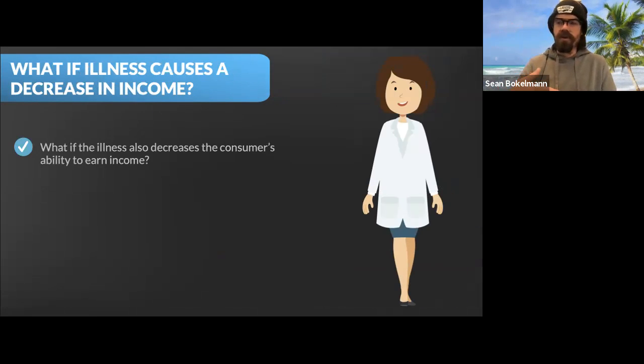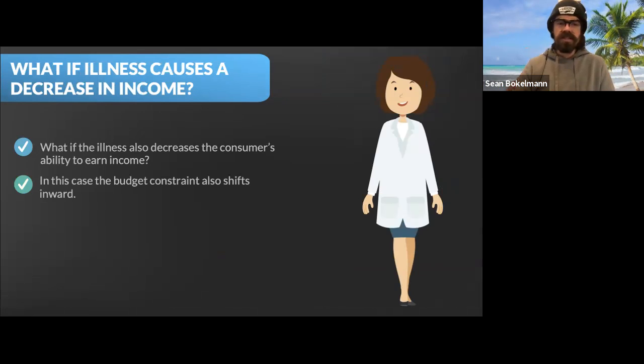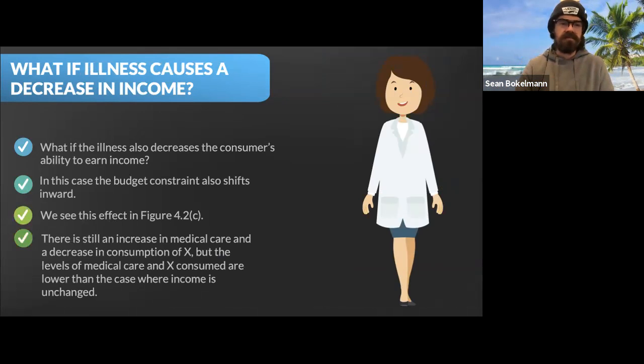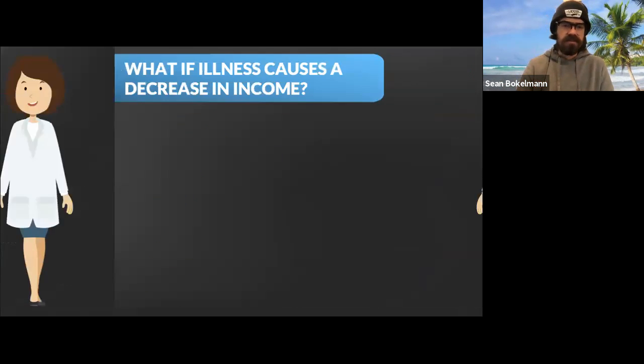But now we want to think about what if this illness also causes a decrease in income, right? Well, in this case, we have one other change, and that's that the budget constraint shifts inward, right? And we can see this in figure 4.2c. And what we're going to see in that figure is that there's still an increase in medical care. The amount of medical care consumed still goes up in this case, but the levels of medical care and X consumed are lower than in the case where income doesn't change. Okay, so we'll see that right now.